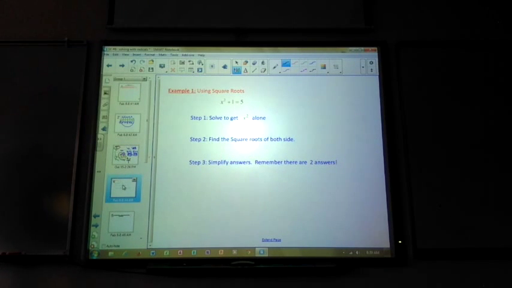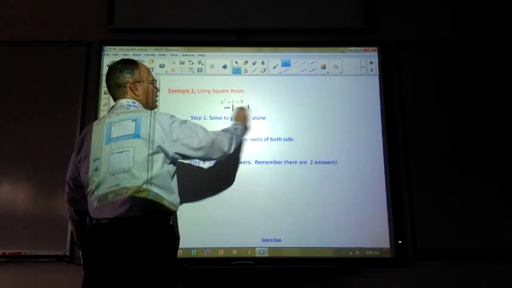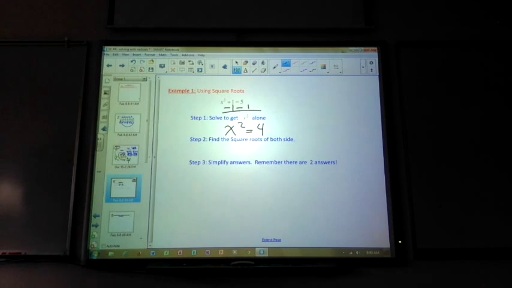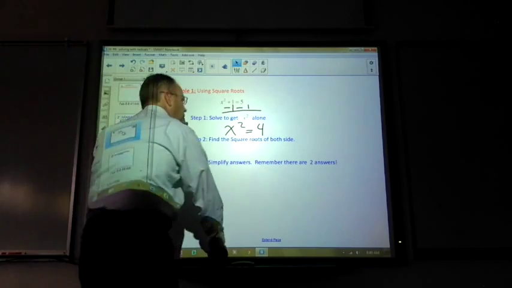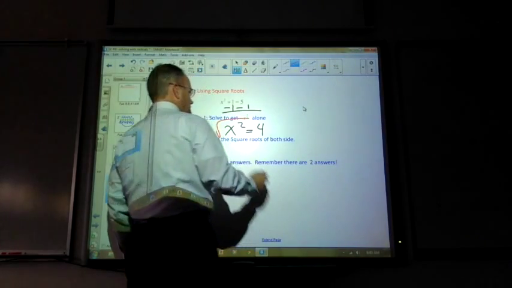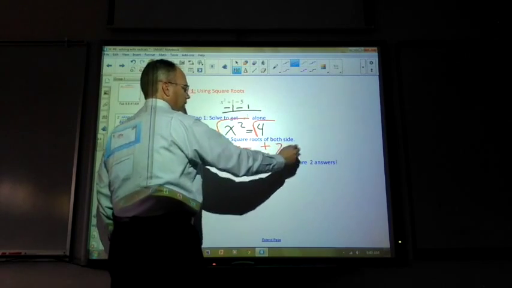All right. Example 1, using square roots. So x squared plus 1 equals 5. Step 1, get x squared alone. So what do you do to get x squared alone on this problem? Subtract 1 from both sides. So I get x squared equals 4. Is x squared alone now? Yes, it's on one side of the equal sign. Find the square root of both sides. So x is equal to positive and negative 2.